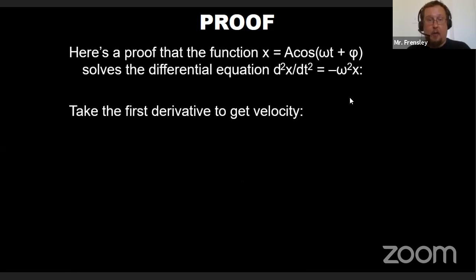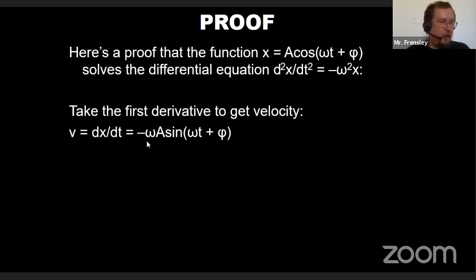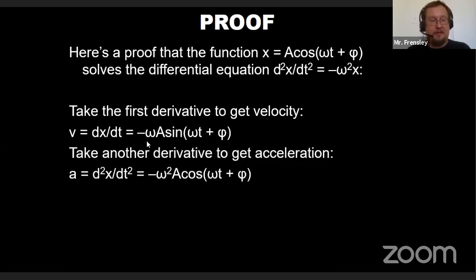Okay, well, how do you plug into a differential equation? Well, it says here, take the second derivative, so I'm going to do that. Take one derivative of this x, you get velocity. The derivative of cosine is negative sine, and pull out an omega. All right, that's the chain rule. Let's take another derivative for the second derivative, right? Another derivative gets us acceleration, so negative sine becomes negative cosine, and pulls out another omega from the chain rule.